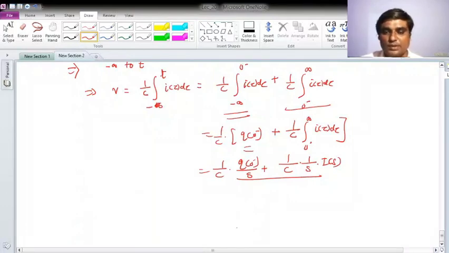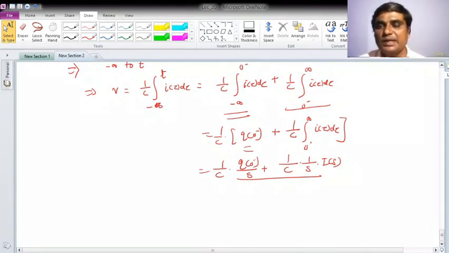Okay, now we'll stop here. In the next class we will see some of the remaining properties, and then we'll take the inverse Laplace transform, and we'll try a couple of examples on it. Thank you.